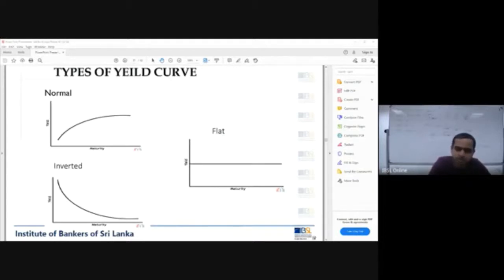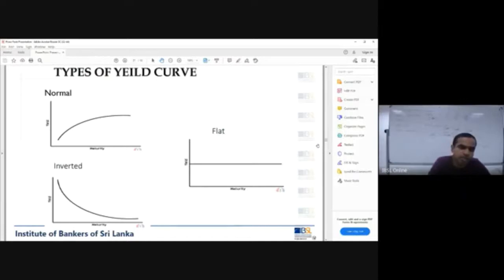Now, all investors will prefer to invest long term, meaning supply in the long term will increase, whereas demand in the long term is less. Short term demand is high, but short term supply is low, which is why your yield curve will be an inverted one. Short-term supply is less, demand is high. Long-term supply is more, demand is less. Right? So that's when you get an inverted yield curve.